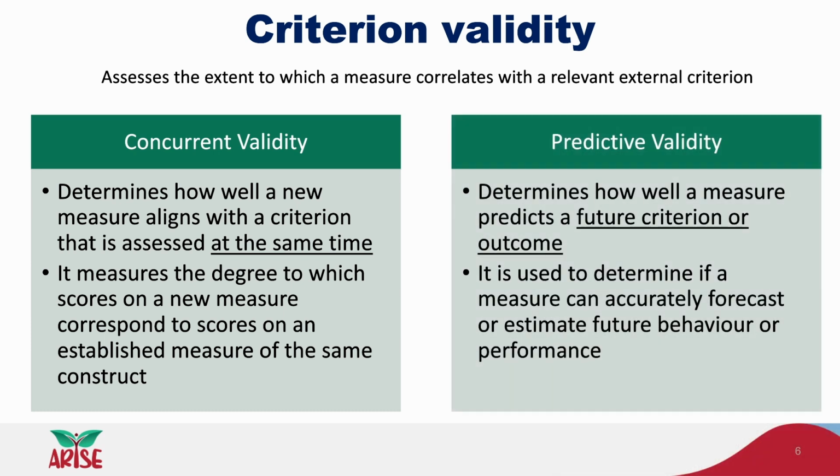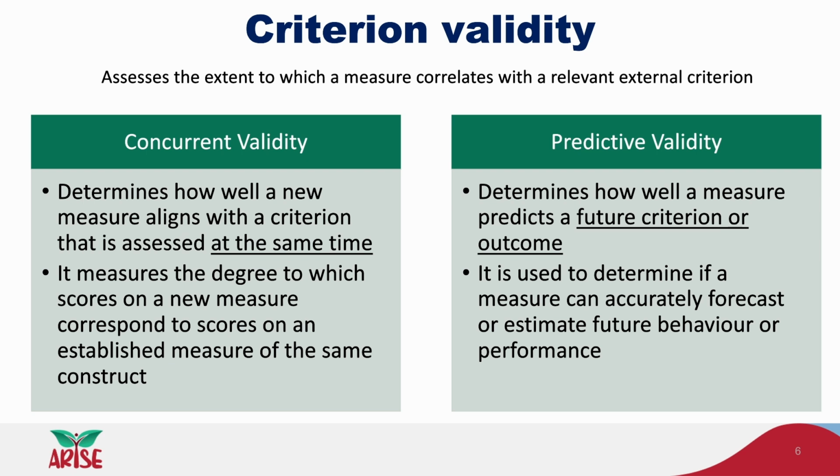Predictive validity, on the other hand, as the name suggests, assesses how well a measure predicts a future criterion or outcome. It is used to determine if a measure can accurately forecast or estimate future behavior or performance. For example, let's say a university admissions office wants to evaluate the predictive validity of a newly developed aptitude test for assessing students' academic success in their first year.